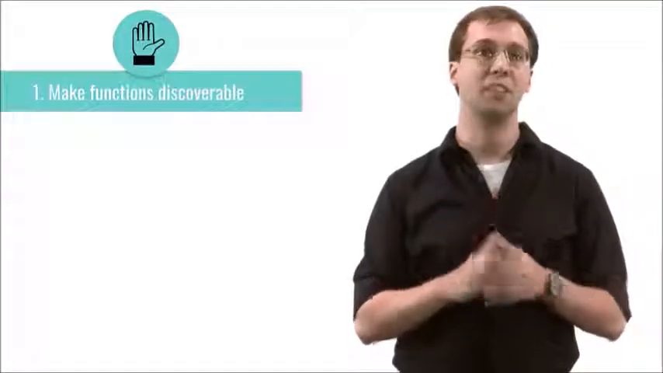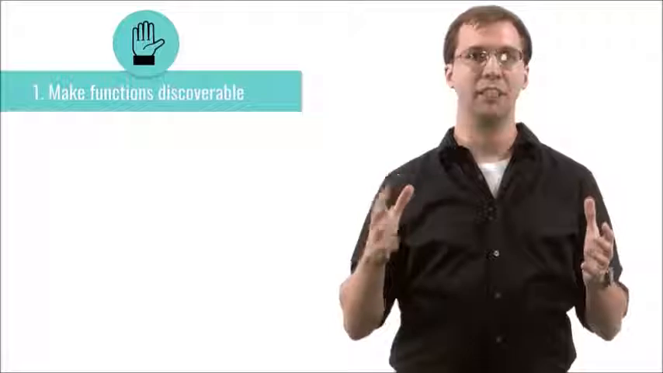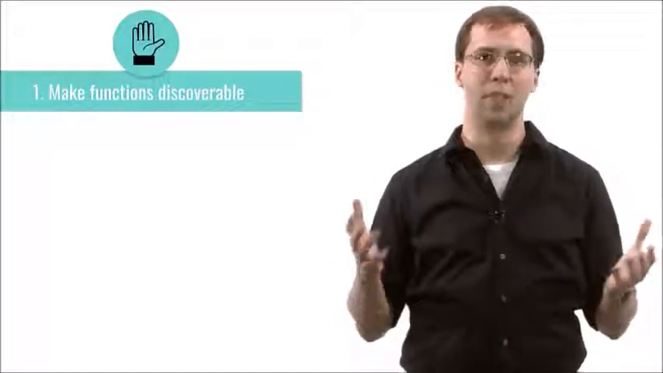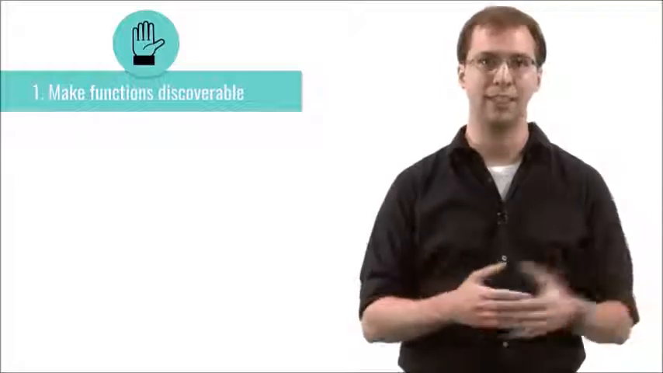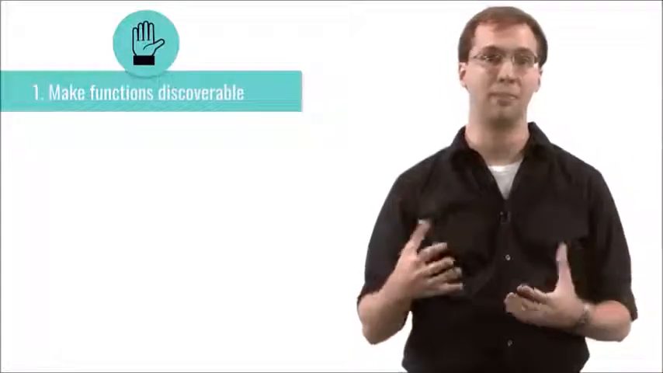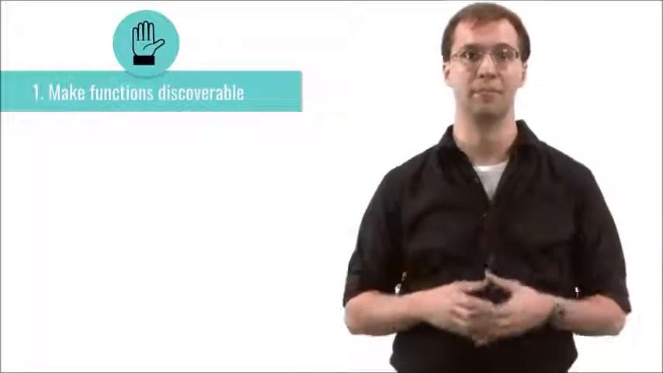Here are 5 quick tips for bridging gulfs of execution. Number 1, make functions discoverable. Imagine a user is sitting in front of your interface for the very first time. How would they know what they can do? Do they have to read the documentation, take a class? Ideally, the functions of the interface will be discoverable, meaning that they can find them clearly labeled within the interface.